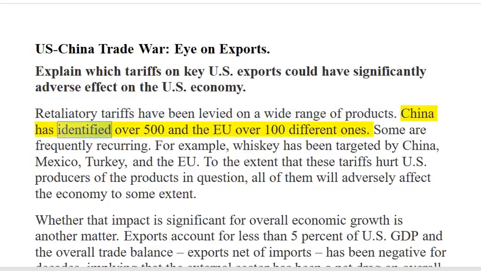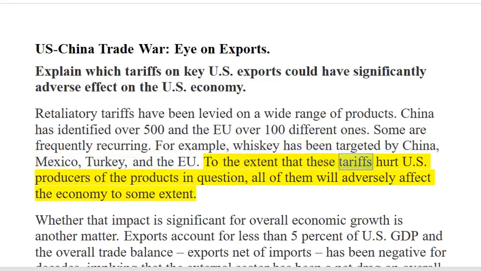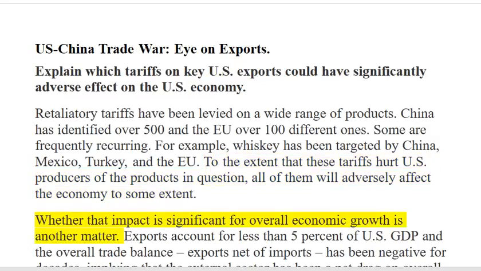China has identified over 500, and the EU, over 100 different ones. Some are frequently recurring. For example, whiskey has been targeted by China, Mexico, Turkey, and the EU. To the extent that these tariffs hurt U.S. producers of the products in question, all of them will adversely affect the economy to some extent. Whether that impact is significant for overall economic growth is another matter.